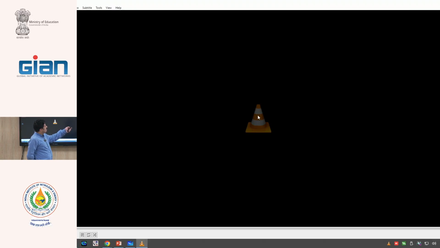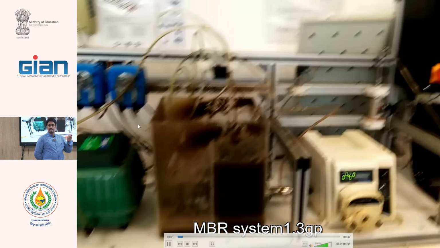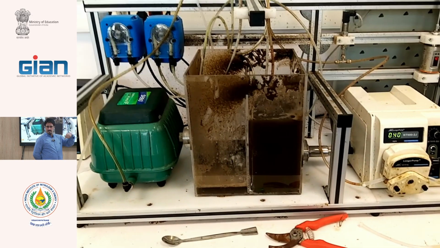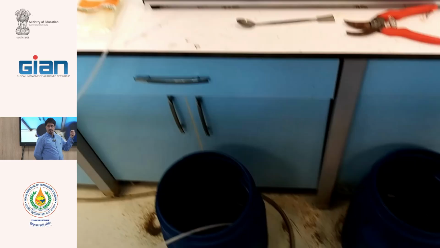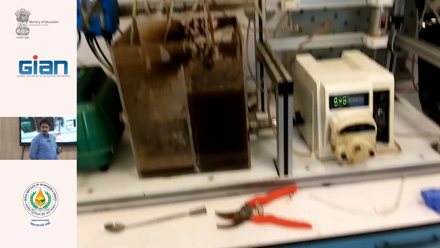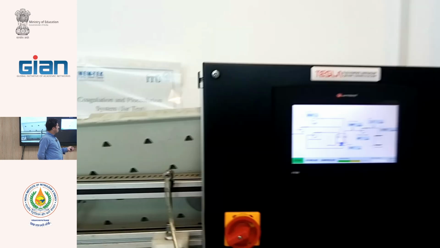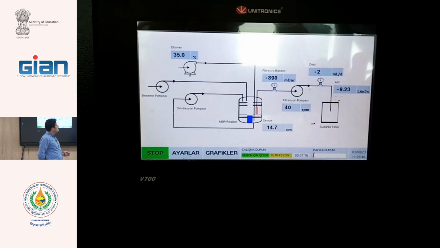Please repeat again. We have 3 pumps, 2 pumps for feeding, one for feed, one for other minerals for growing of the microorganism, and one pump is for suction of the membrane.